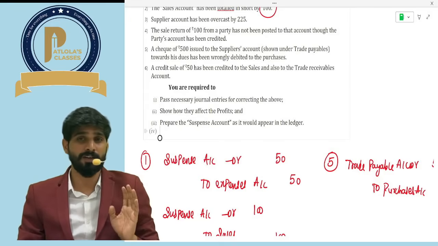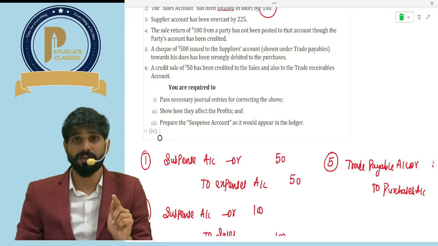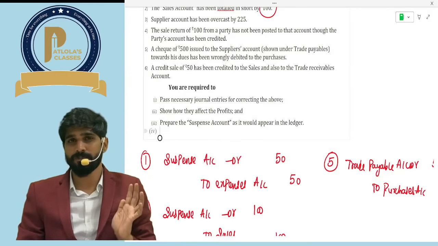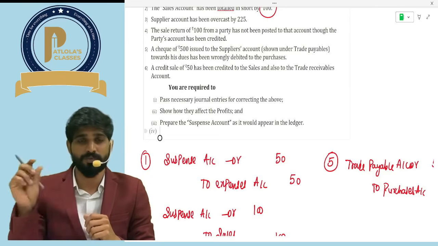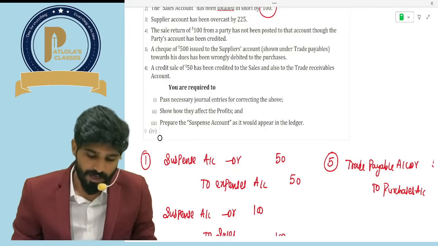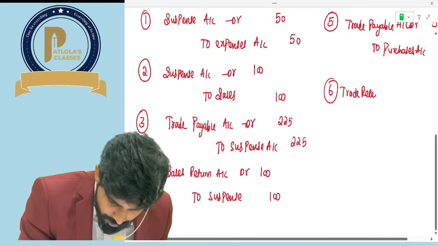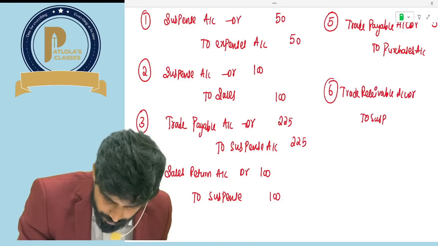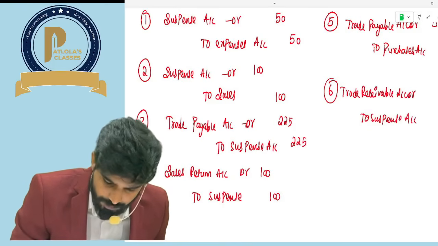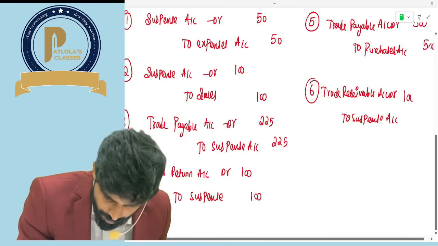Why, sir, it is 100? One is to actually debit trade receivable by 50. Another is to cancel whatever by mistake you have credited. So 2 times a trade receivable account has to be debited, that is by 100. So the entry will be trade receivable account debit to suspense. It won't be 50, it will be 100. So trade receivable account debit to suspense account. How much will be the amount? So the amount will be not 50. The amount will be 100.